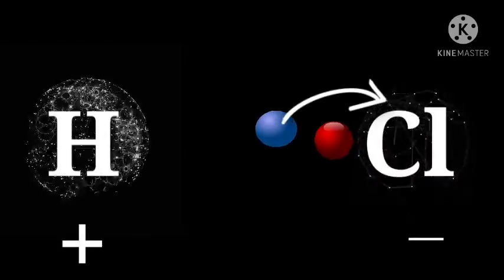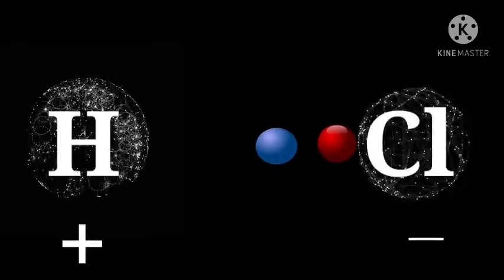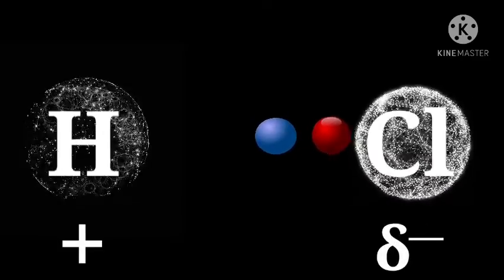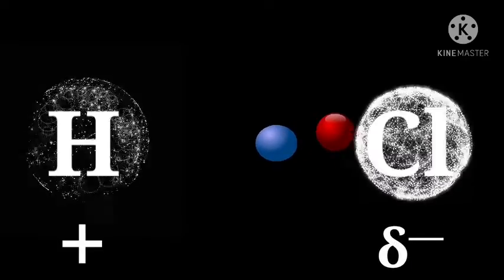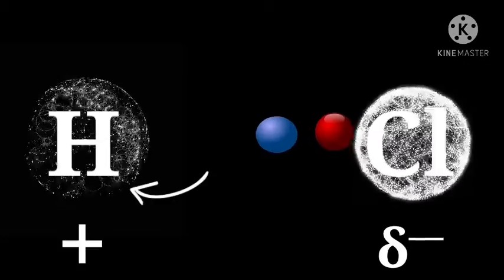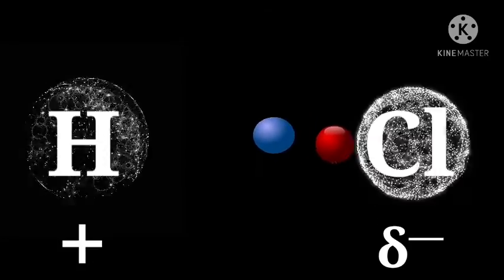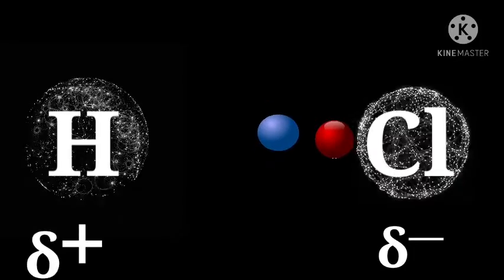The atom that hogs the electrons will have a partially negative charge, often represented with a lowercase delta and a negative sign. The electron-deprived atom will have a partially positive charge, represented with a lowercase delta and a positive sign.